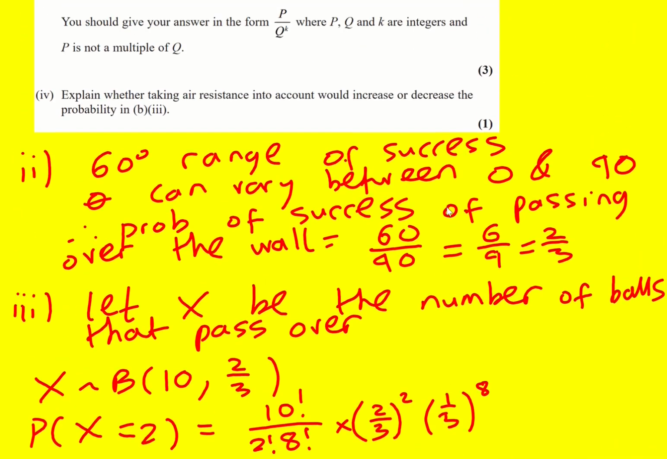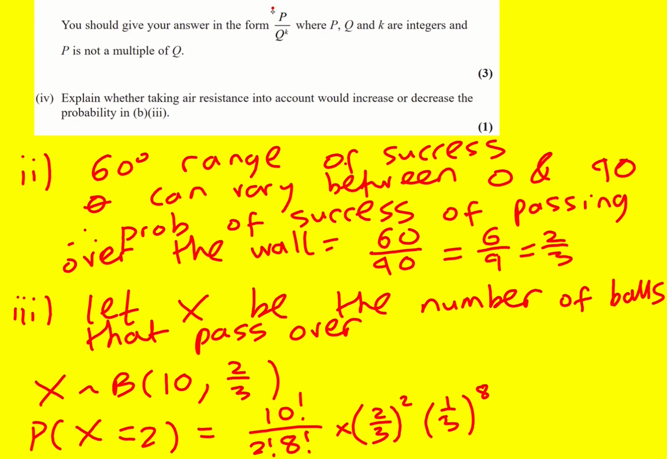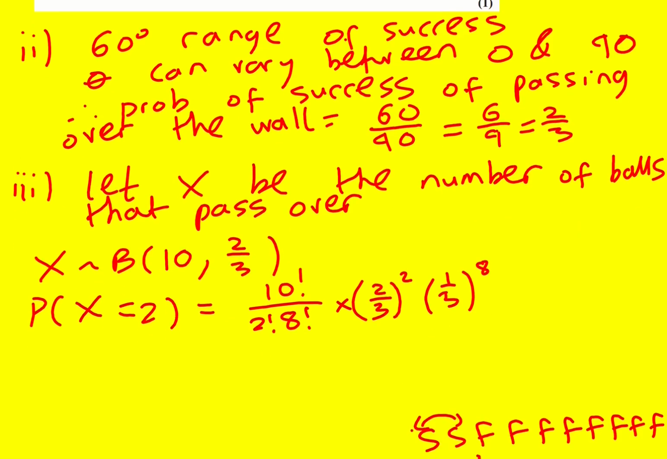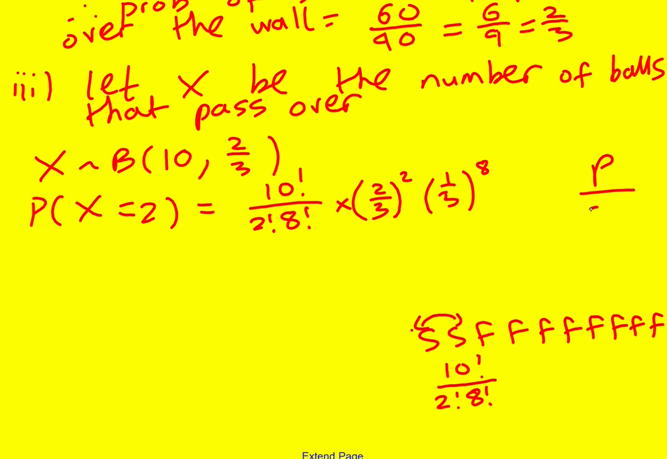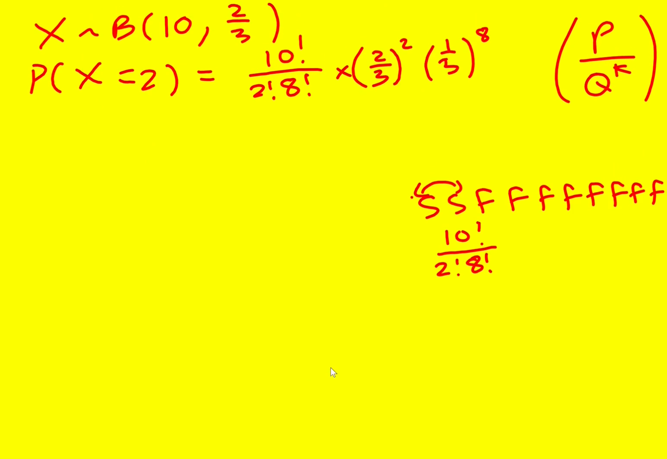Now, we're asked to write the answer in the form p over q to the power of k, where there's no common factors, essentially. P over q to the k. All right, just bear that one in mind. So first up, I'm going to simplify this, which will become 10 times 9 times 8 factorial over 2 times 8 factorial. So they cancel out, leaving me 90 over 2, or 45.